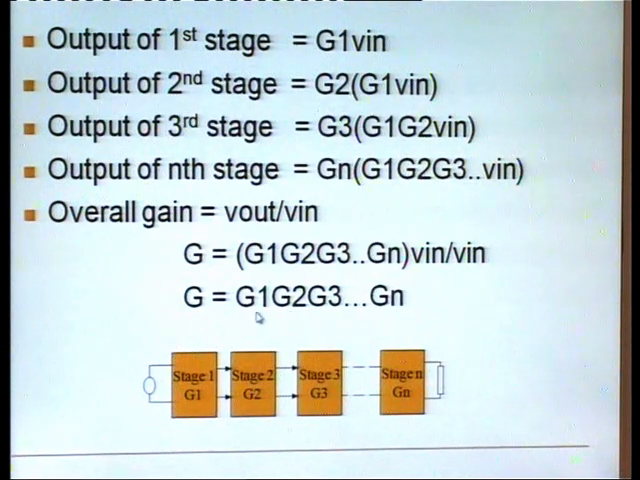These are the individual stages. G1 is the gain of stage 1, G2 the gain of stage 2, G3 the gain of stage 3. So the product of the individual gains gives you the overall gain of the multistage amplifier. But in practice, the overall gain is less than this product of individual gains due to the loading effect.